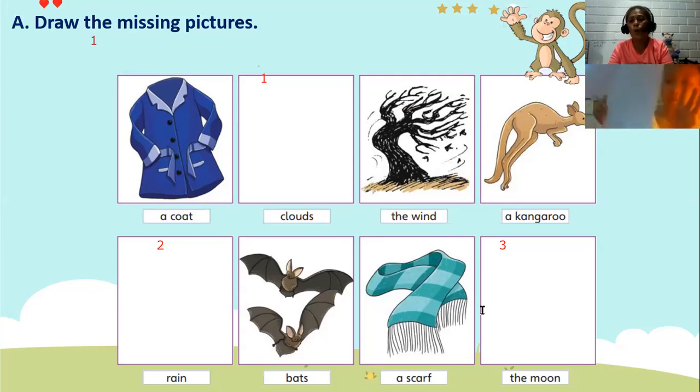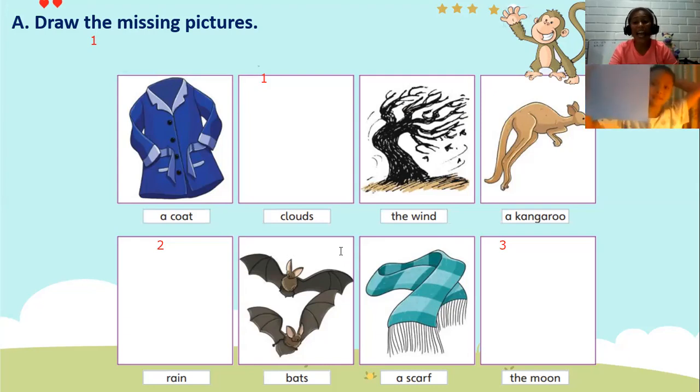Next, the moon. Can you draw the moon? Yes. Okay. Let me see how you draw the moon. This is moon. Yeah, okay, that's the moon.